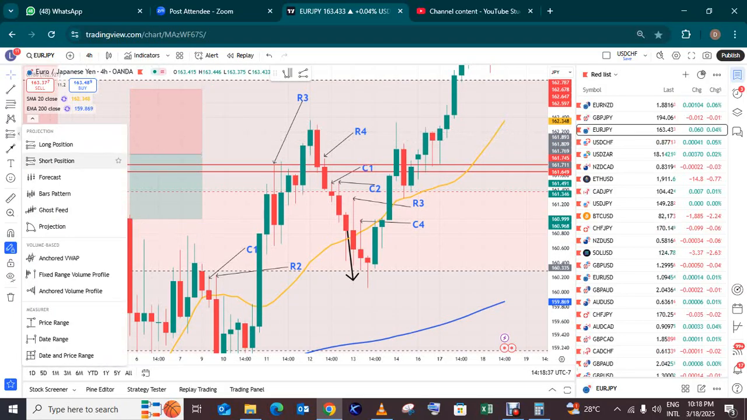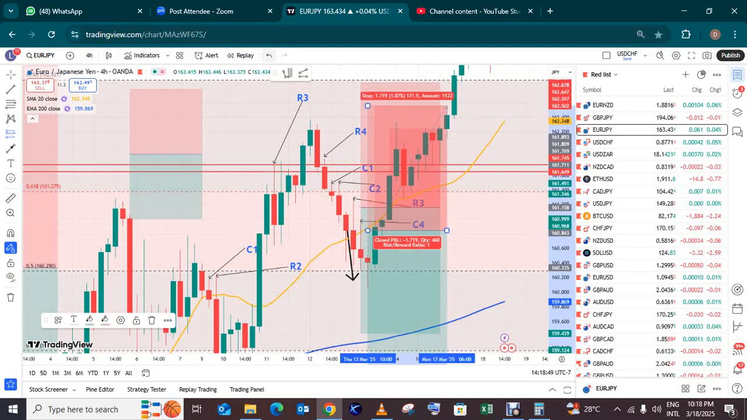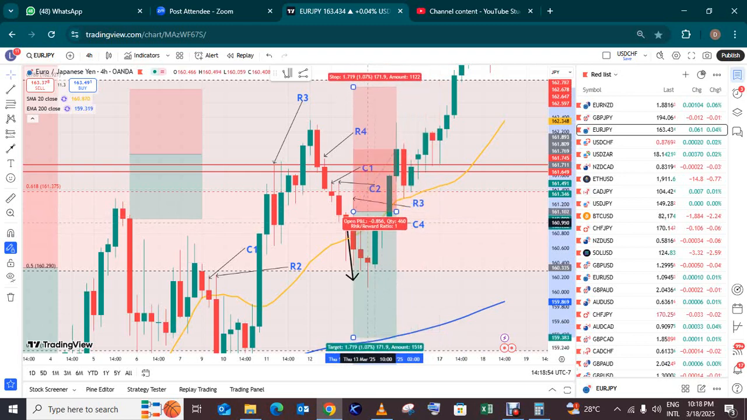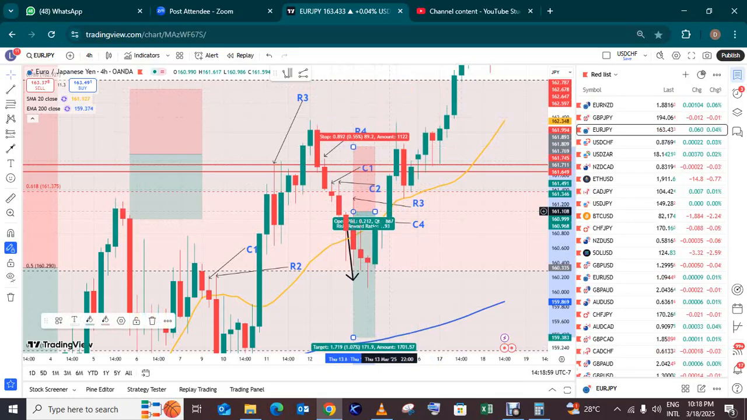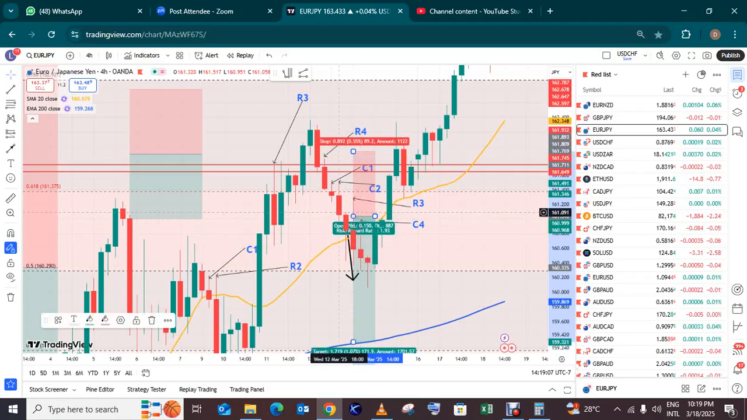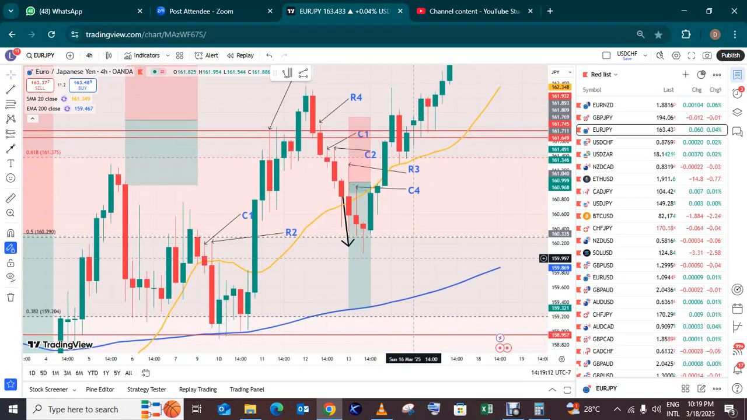Now we are going to open a short position because we are selling, remember. So now from here, our TP will be here. Our TP will start from the new candle, which is this candle here. So now our TP1 is 0.14.